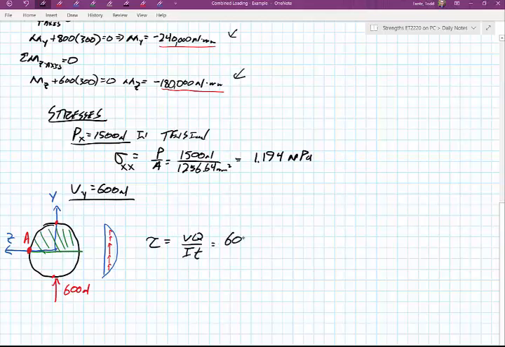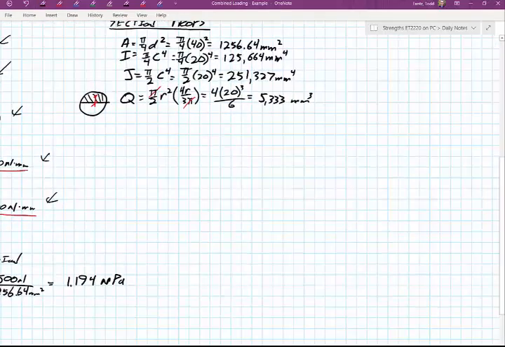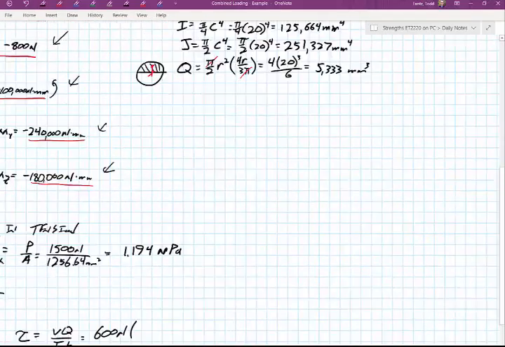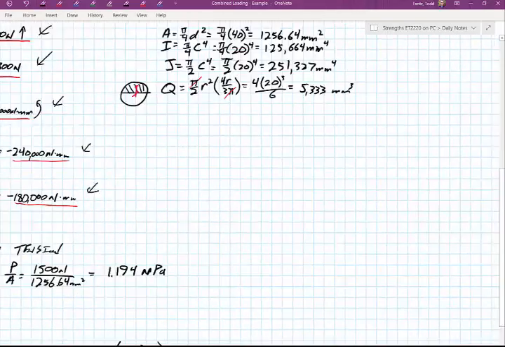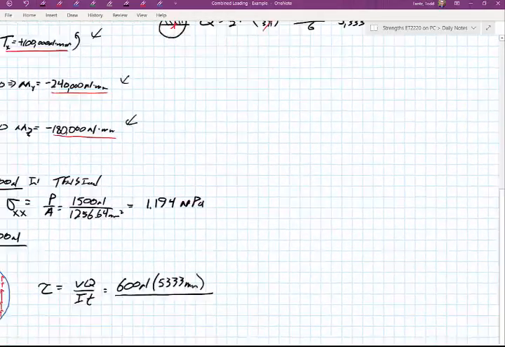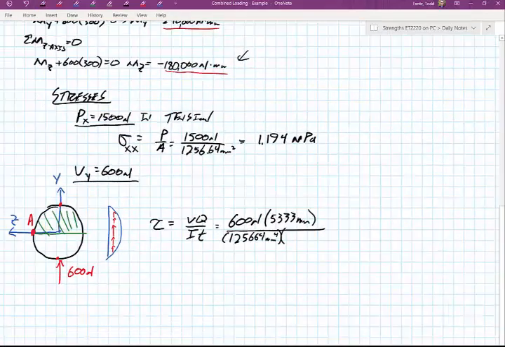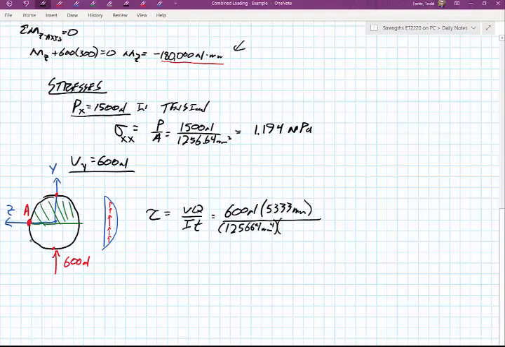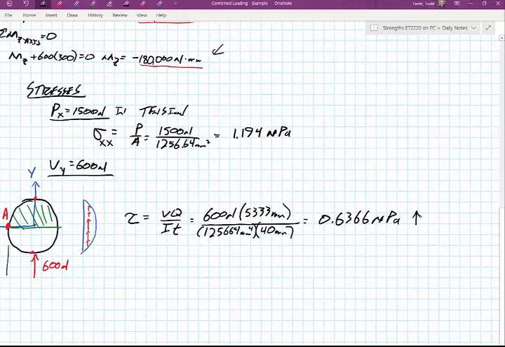Well, my shearing force is 600 newtons. Q, I do have exactly what I just found up there, 5,333, over the moment of inertia, which I found to be what, 125,664. And then the thickness. Remember, the thickness is where I want to know the stress. So the thickness is the diameter in this case, which is 40 millimeters. Multiply that out, and I end up with 0.6366 megapascals. And I'm leaving it as positive because it is pointing in that positive y direction, the same direction as that stress. So that's my Vy value.